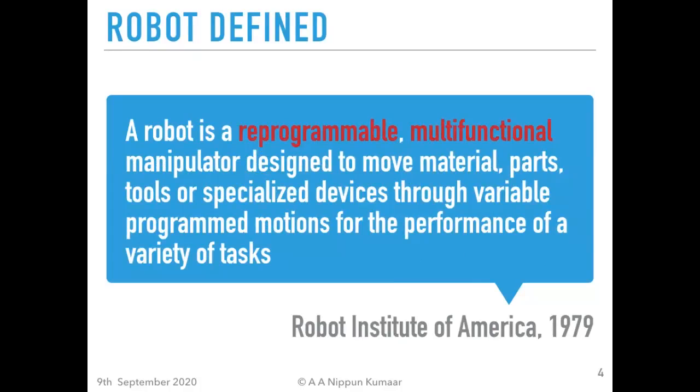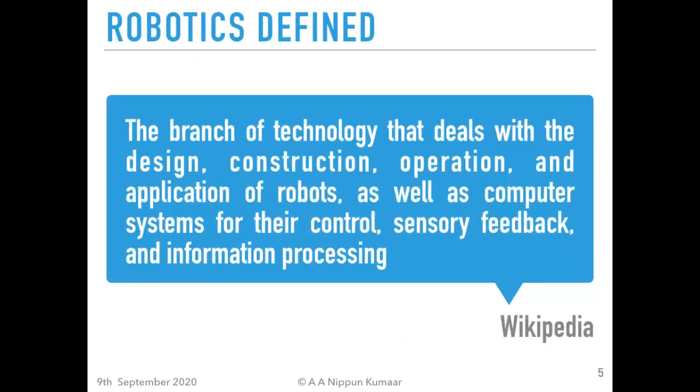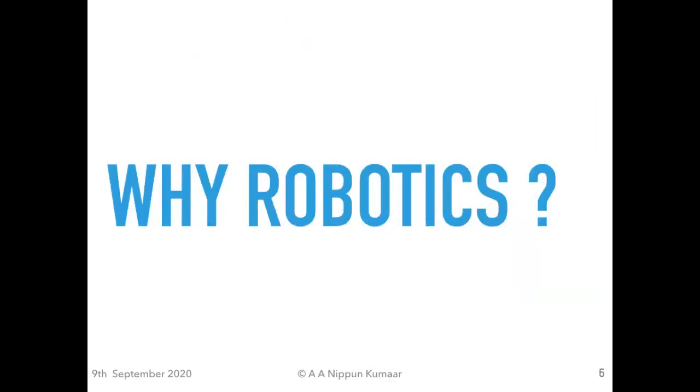So then, what is robotics? It's a branch of study that deals with design, construction, operation, and application of robots, as well as computer systems for their control, sensory feedback, and information processing. Starting from the design of the robot till the application of the robot, the entire process we put under the term robotics. So given the definition, why do we need to go for robotics?